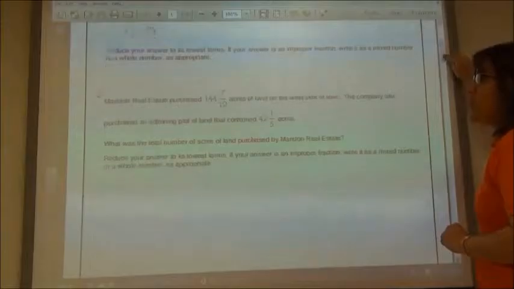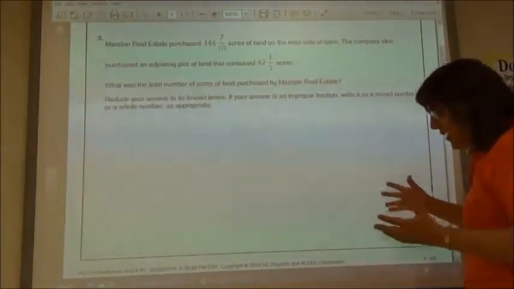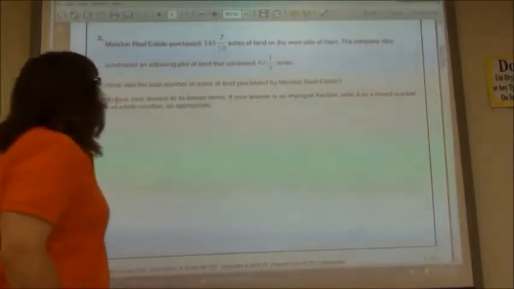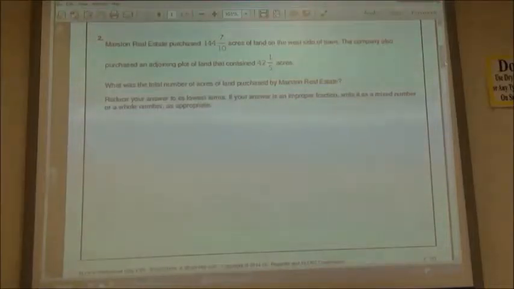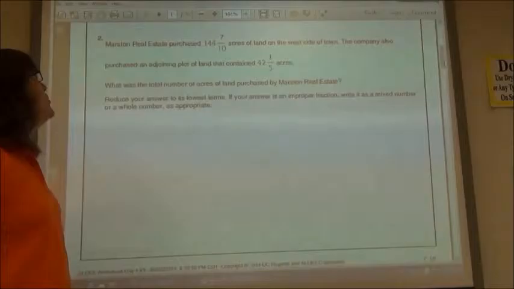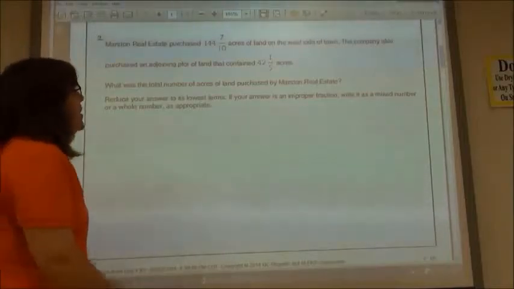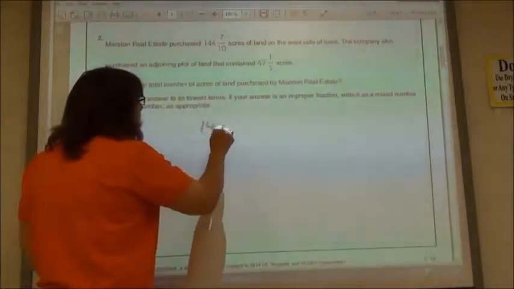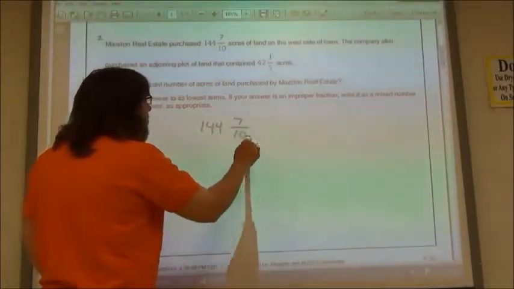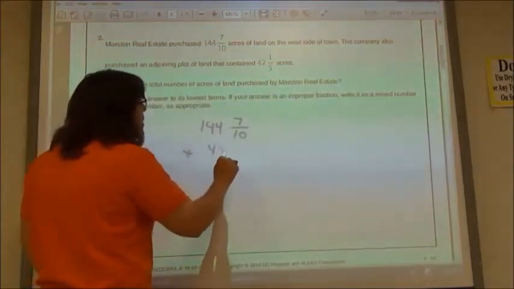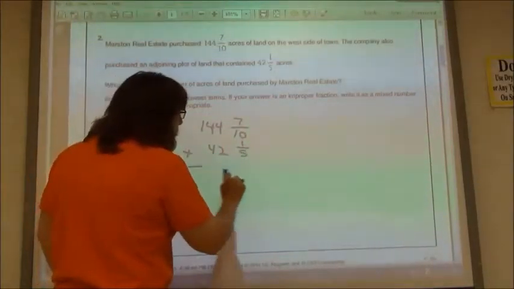The second one, they did one in the form of a word problem. At least I have a little more room to write. Marston Real Estate purchased 144 7/10 acres of land on the west side of town. The company also purchased an adjoining plot of land that contained 42 1/5 acres. What was the total number of acres? So I have 144 7/10 as one of my plots and 42 1/5 as my other plot.